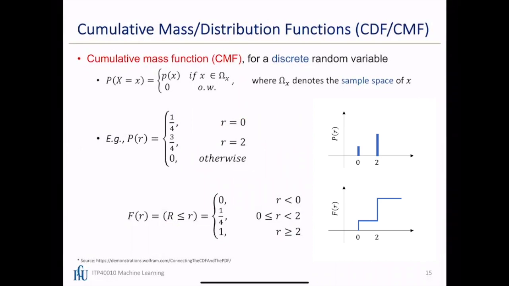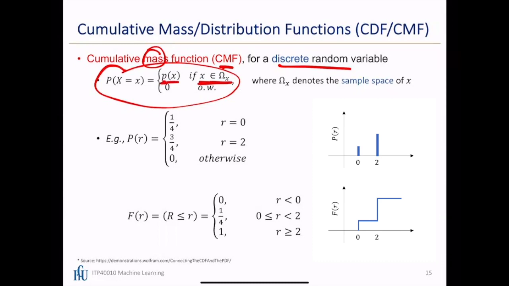And let's move on to CMF and CDF. So CMF is a cumulative mass function. And again, this is a mass function, so this is for discrete random variables. It can be defined in this way. Within my sample space, each sample value has some probability value associated with it. And any value other than my sample space will result in 0 in terms of probability.